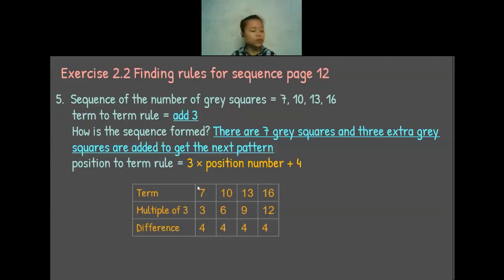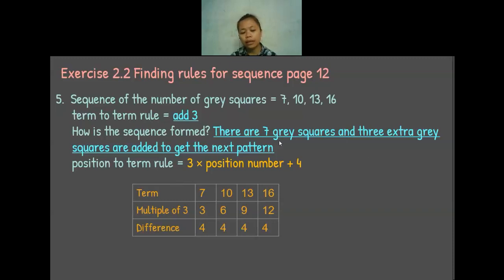How is the sequence formed in question C? I will tell it from the very first pattern. For the very first pattern, there are 7 gray squares. And then to get the next pattern, we have to add 3 gray squares.